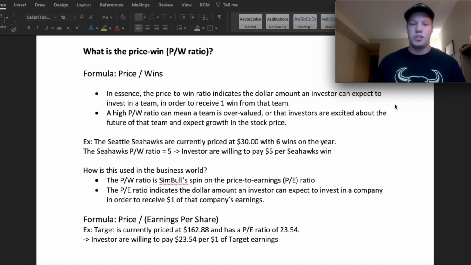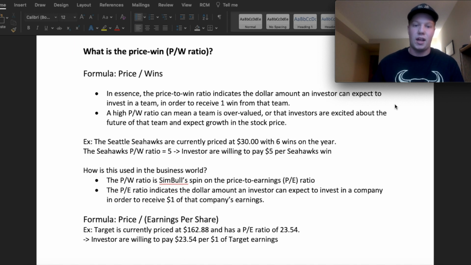So the price to win ratio is just like it sounds. You're comparing a team's stock price to the number of wins that they have. So the price to win ratio indicates the dollar amount an investor can expect to invest in a team in order to receive one win from that team.